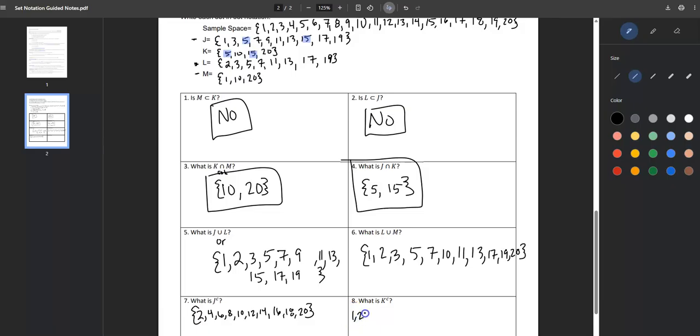So 1, 2, 3, 4. And then 6, 7, 8, 9. And then 11, 12, 13, 14. And then 16, 17, 18, 19. And that should be it. And that would be your set because it's not part of K. So anything that's not a multiple of 5 right here.